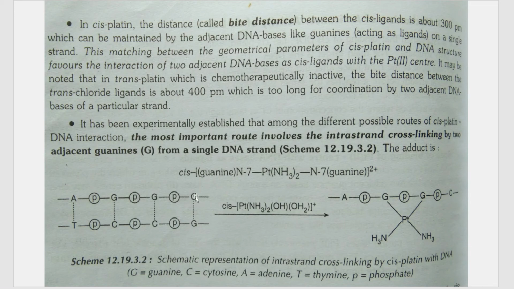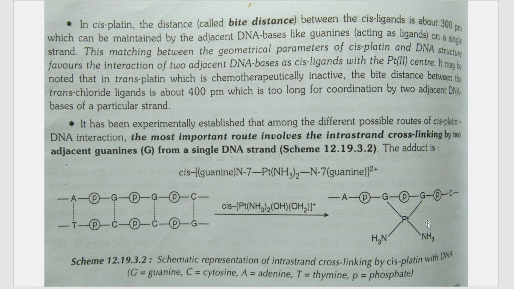So this is a single DNA strand having two adjacent guanine, and there is a cisplatin molecule coming to attack, and it will come and form a linkage over here with that single strand only. With this strand, it is not forming any linkage. Only with this strand, it will link over here. So this is the linked form. This is the most preferable way of cisplatin.